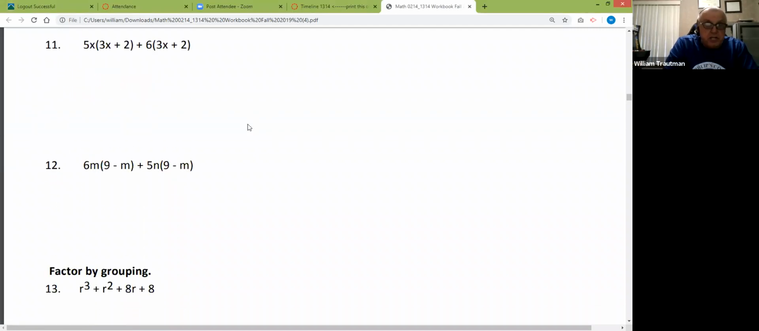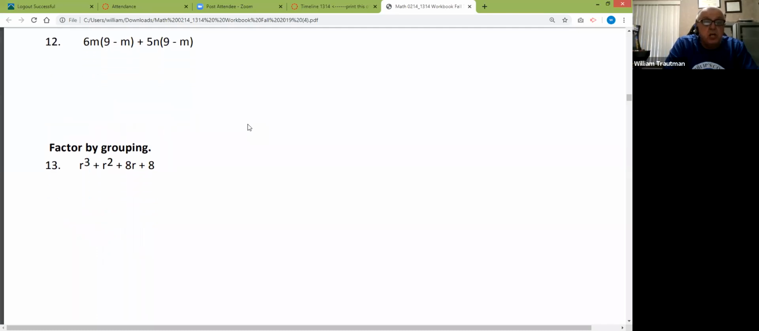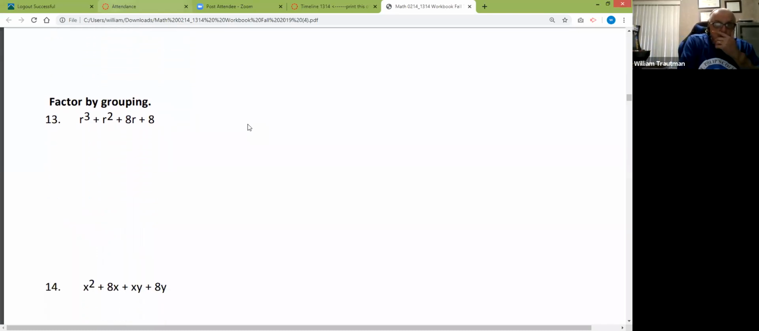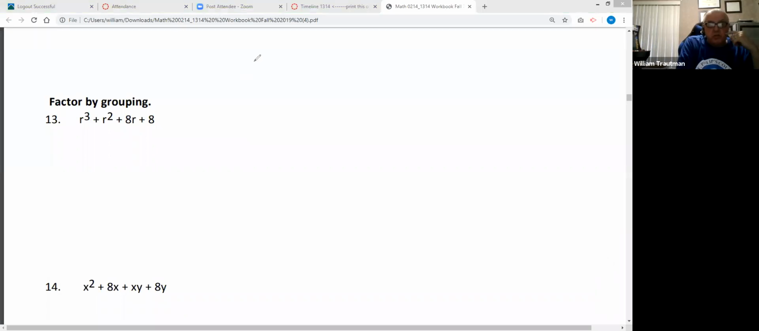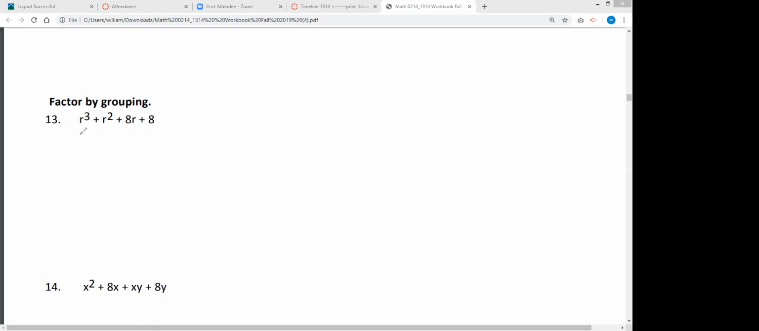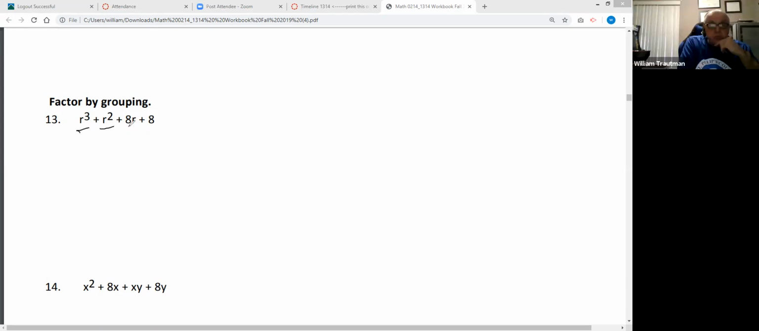All right, so now we're going to do our first real factoring. Somebody count the number of terms for 13. How many terms do we have? There are 4 terms. 1, 2, 3, 4. Terms are separated by a plus or minus. We have 4 terms there.